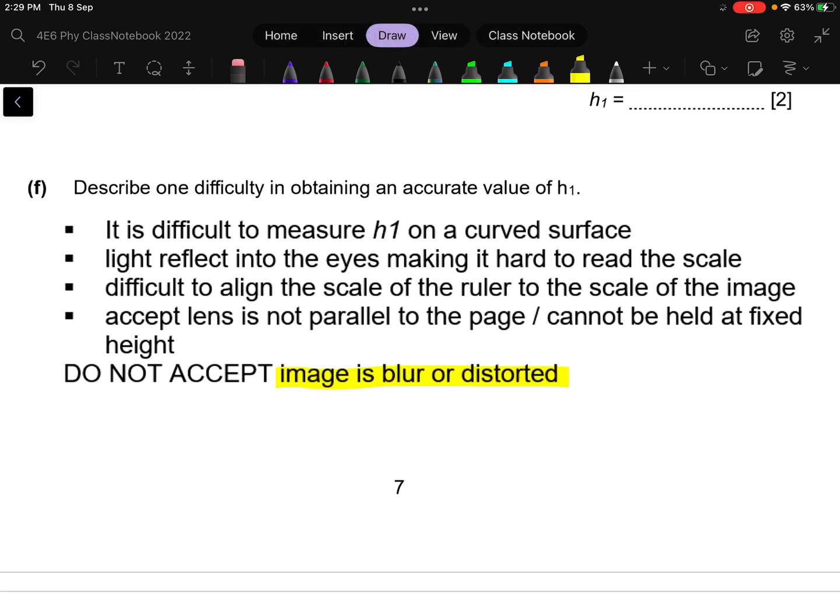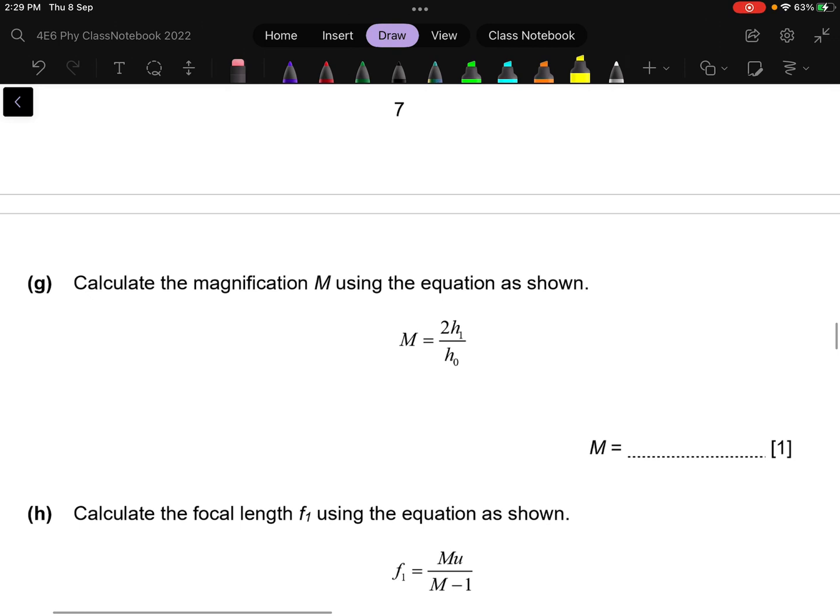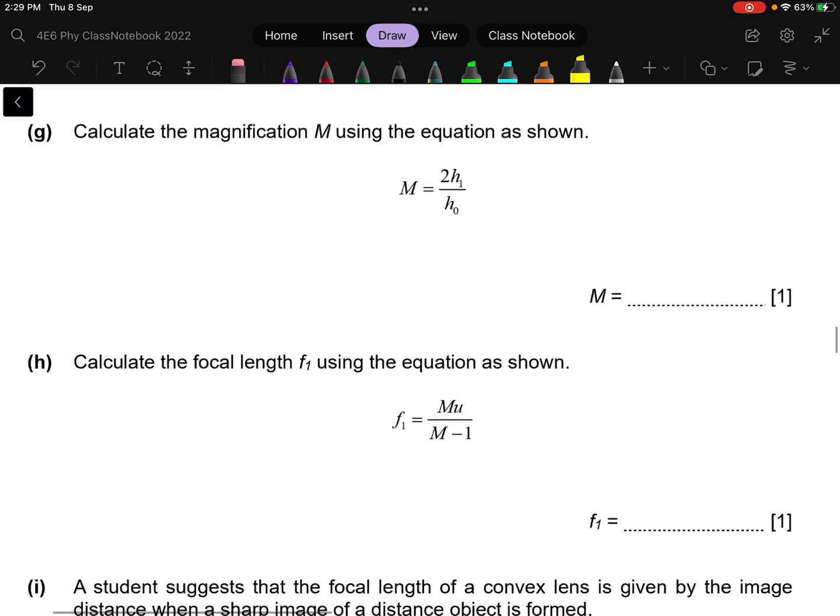However, we do not accept reasons like the image is blurred or distorted, because our eyes will auto-adjust and cause the image to always be sharp. If you look at something, the thing will always come back to you sharp, whether it's far or close. That is the beauty of the biomechanical lens in our eye. So you will never get a blurred image when you are seeing things.